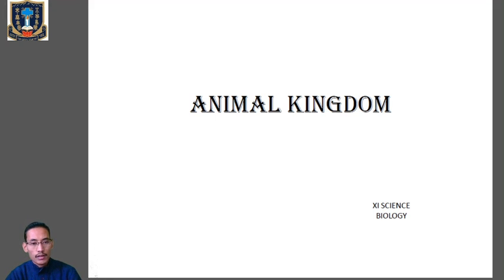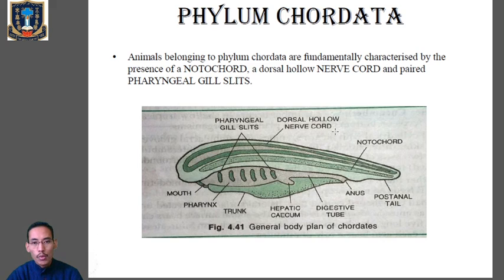Welcome to biology class. Today we will continue with the same chapter, Animal Kingdom, and we will begin with the new phylum, that is Chordata. The most important thing is that this phylum Chordata was established by Balfour in 1880. Under this phylum Chordata, we have around 48,000 living species.